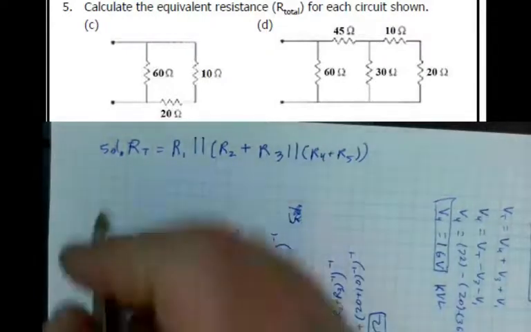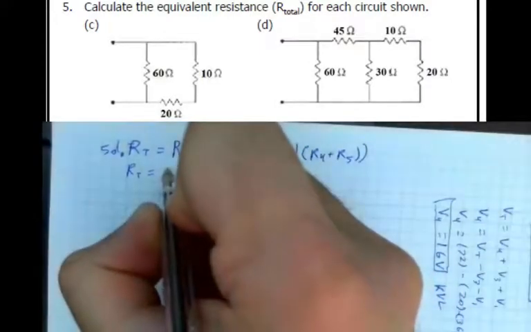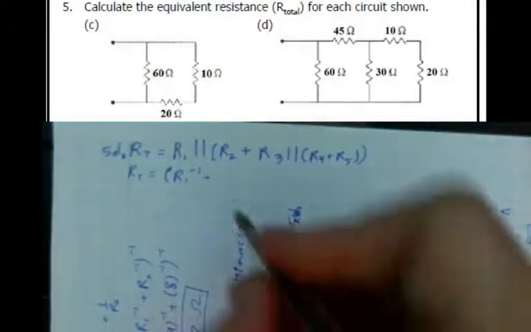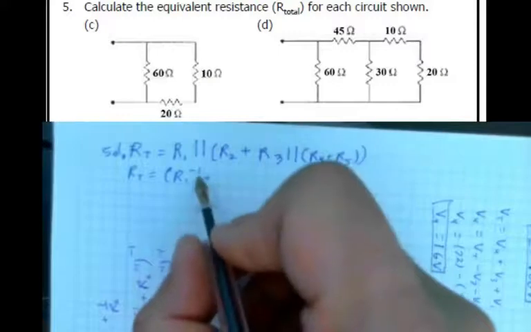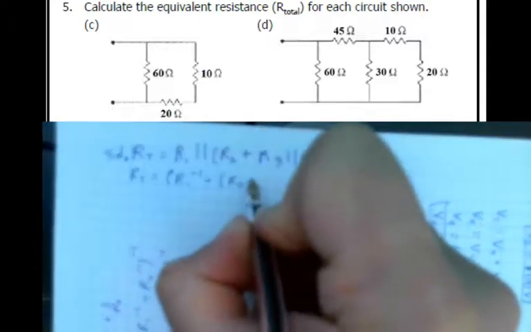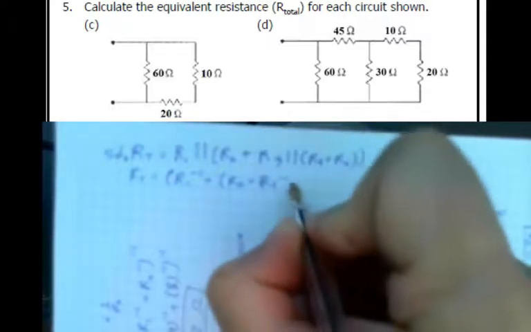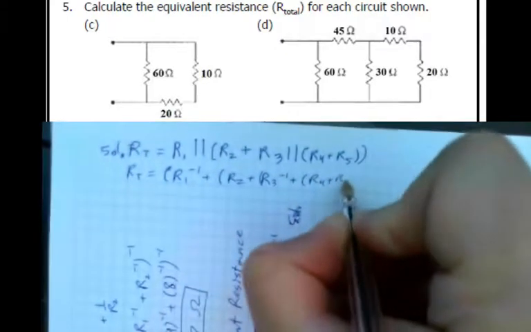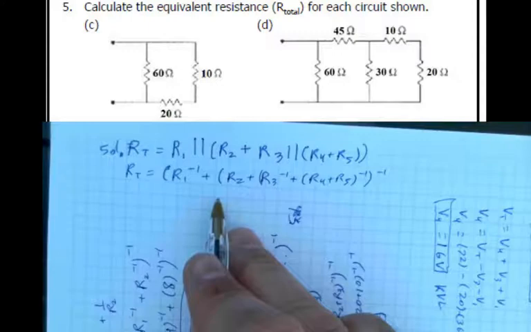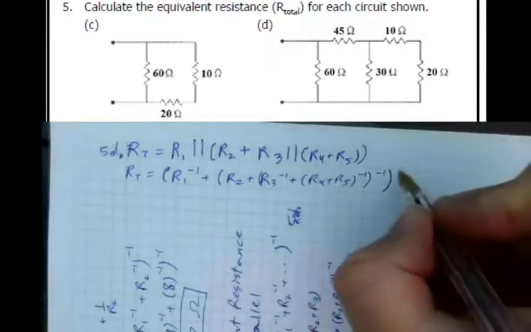I know it looks a bit complicated. You could break it into steps if you'd like, but we could also do it this way, which may help your understanding. So R1 to the negative 1 plus R2 plus R3 to the negative 1 plus R4 plus R5. This is to the negative 1. To complete this parallel add, we have that to the negative 1. And to complete this series add, we have to close the bracket. And then to complete the final parallel add, we have another negative 1.